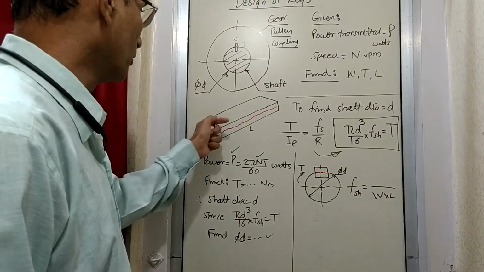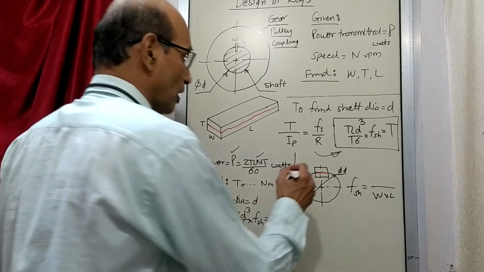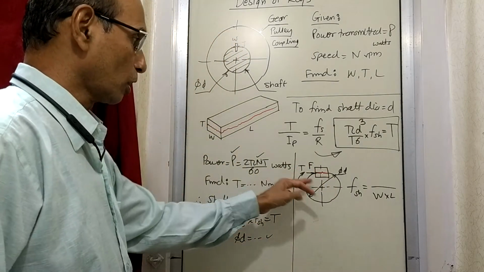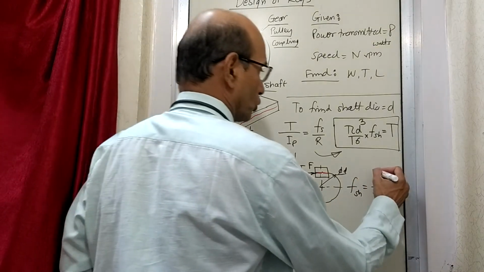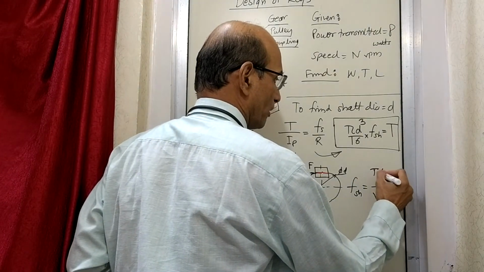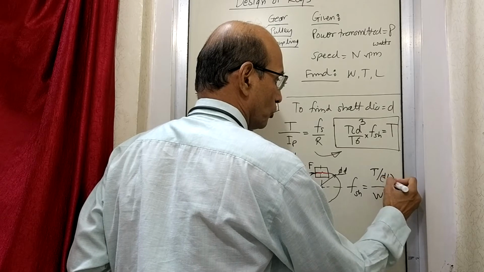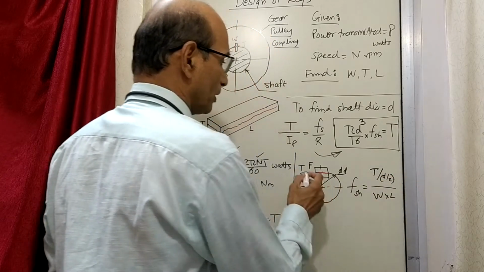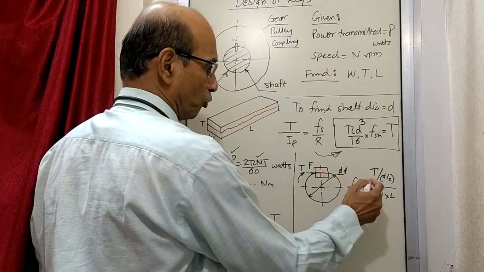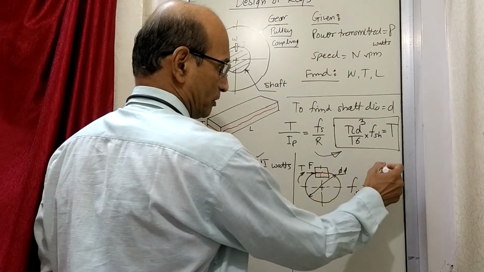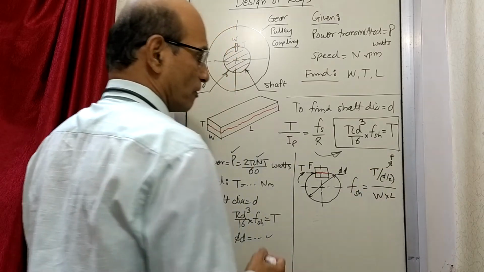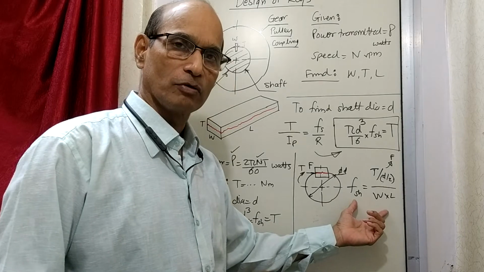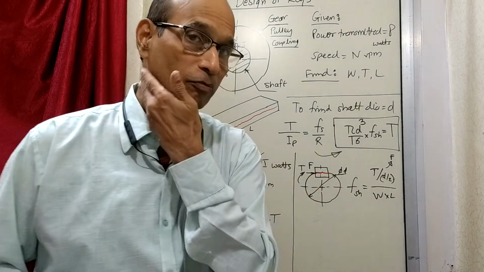And by what force is this going to happen? It is going to happen because of a force here, and this force is nothing but torque upon radius. The torque we already found out, divided by radius d by 2. If you divide the torque by radius, that will give you the force acting here. So force upon area, the usual design equation we have written, and now we should be able to find out the size.